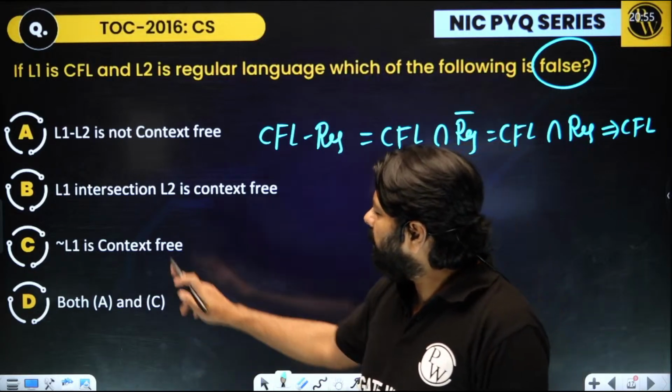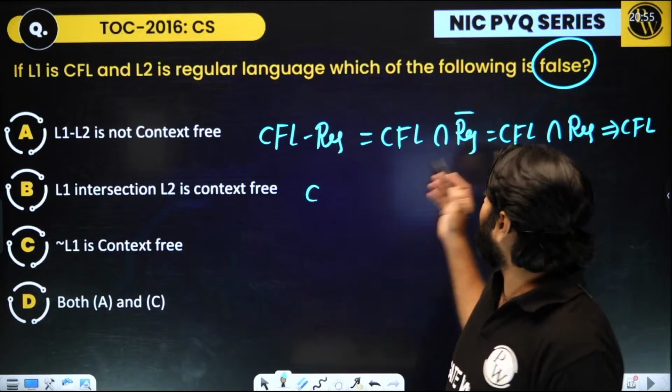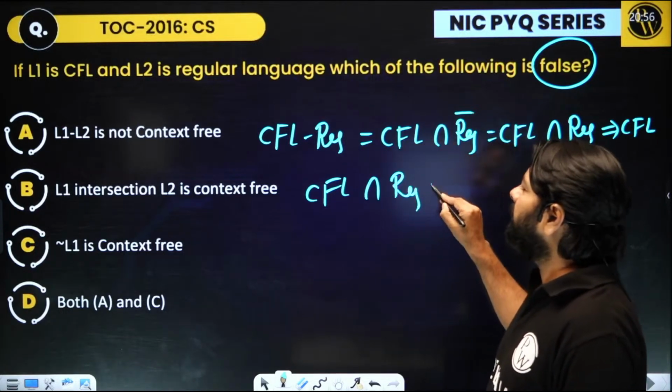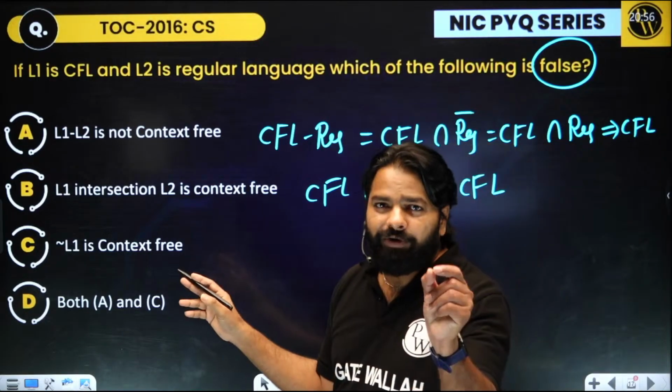The next one, L1 intersection L2 is a context free. That is CFL, this is the same thing, right? CFL intersection regular is definitely context free. So second is also true, but we need to find the false.